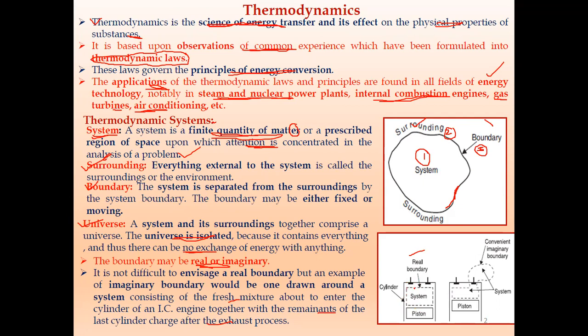So this boundary is located by this. This is the boundary of the system. Here, this boundary starts from, or consists of, the fresh mixture about to enter, from entering to the combustion. That boundary is an imaginary boundary. Okay, and this boundary is a real boundary.